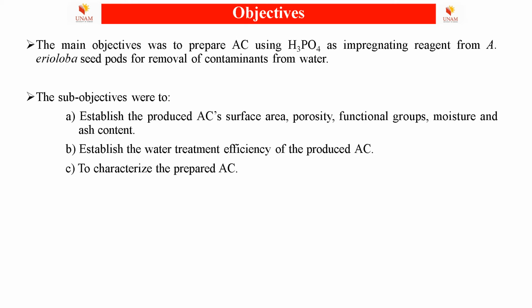Objectives. The main objective was to prepare AC using H3PO4 as impregnating reagent from acacia erioloba seed pods for removal of contaminants from water. The sub-objectives were to establish the produced AC's surface area, porosity, functional groups, moisture, and ash content. Establish the water treatment efficiency of the produced AC. To characterize the prepared AC from IR, BET surface area, Langmuir, and Freundlich adsorption isotherms.